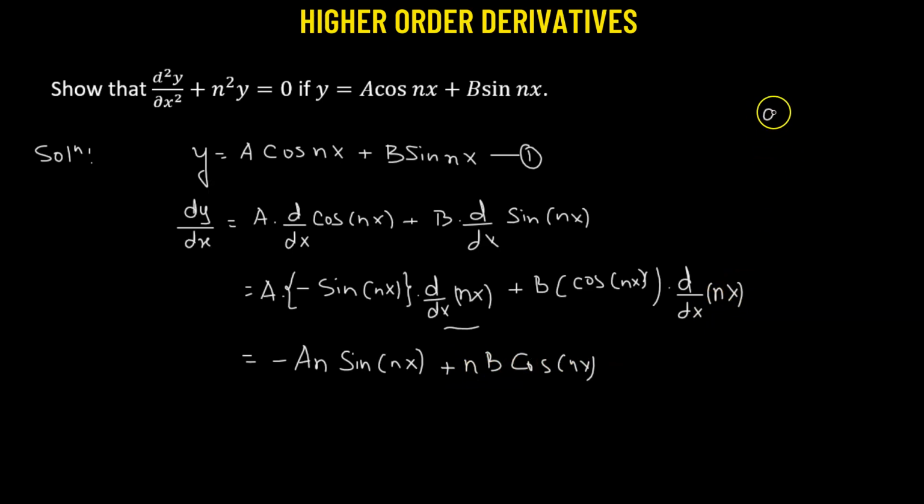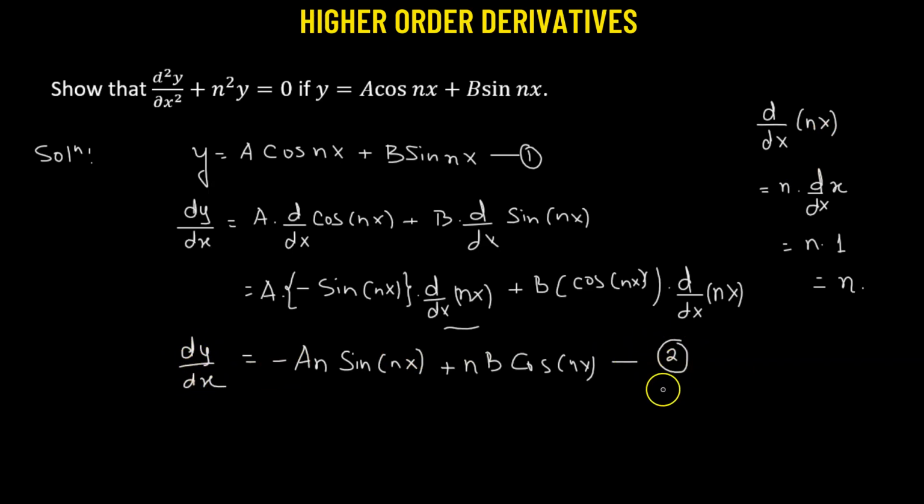Let me show you how this is true. We have the derivative with respect to x of nx. Here n is a constant, so we can pull it out of the derivative. So we have the derivative with respect to x of x. We know the derivative of x with respect to x is equal to 1. So we are left with the value n. Right, so this is the derivative of y with respect to x. Let's label this as equation number 2.